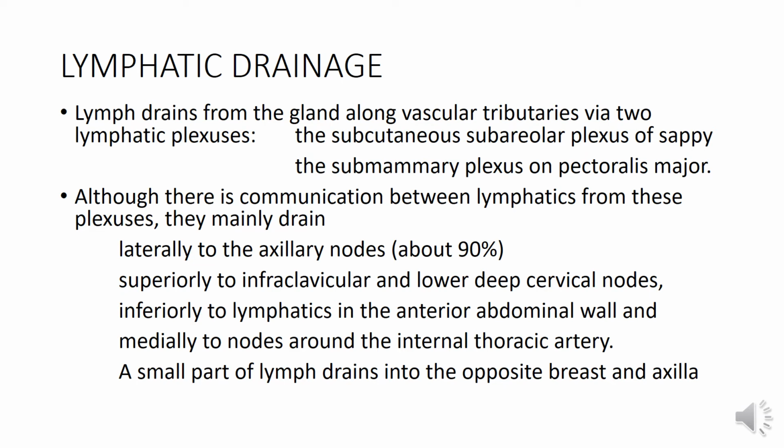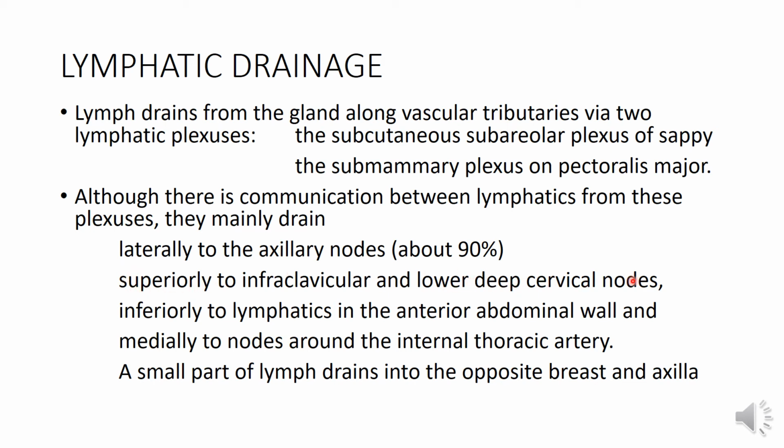Lymphatic drainage. Lymph drains from the gland along vascular tributaries via two lymphatic plexuses: the subcutaneous subareolar plexus of Sappey, and the submammary plexus on the pectoralis major. The subcutaneous subareolar plexus of Sappey is the superficial lymphatic drainage, and the submammary plexus located on the pectoralis major is the deep lymphatic drainage. Although there is communication between the two plexuses, they mainly drain laterally to the axillary nodes.